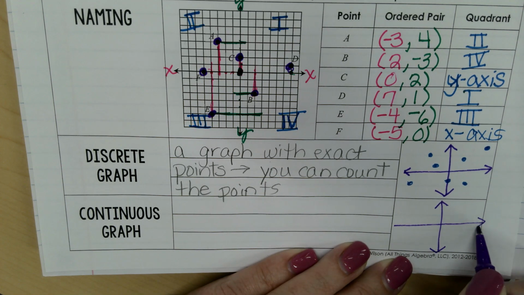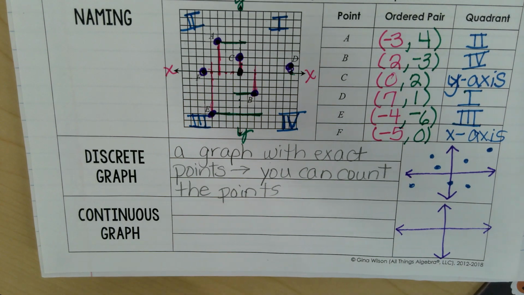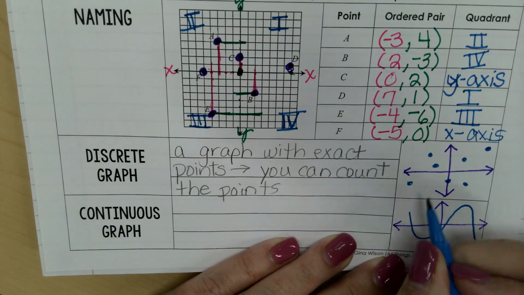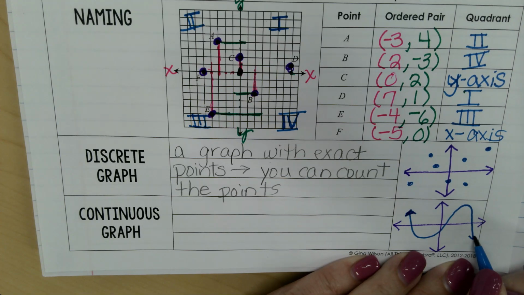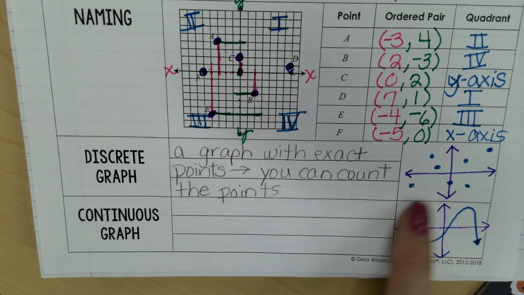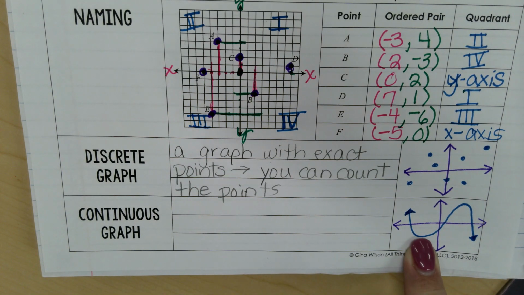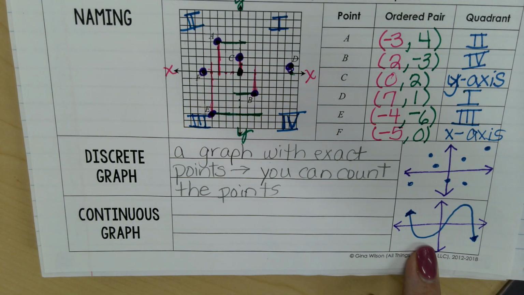Okay, it can look like one of my favorite things. A roller coaster. And if you look at this picture of this curvy thing, this roller coaster looking thing, if I said, Grayson, how many ordered pairs do you see in this graph? Do you know what he would tell me? He can't count them. Why not?